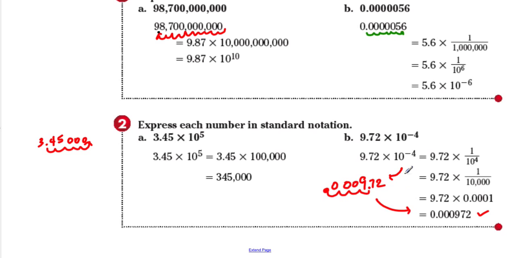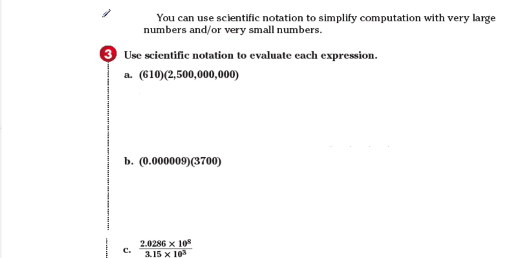All right? Okay. Let's take a look at example number 3. You can use scientific notation to simplify computation with very large numbers and or very small numbers. Okay? And using example 3, use scientific notation to evaluate the expression 610 times 2,500,000,000. So we copy the problem down. And then 610 is the same as 6.1 times 10 to the 2nd power in scientific notation. And 2,500,000,000 is 2.5 times 10 to the 9th power.